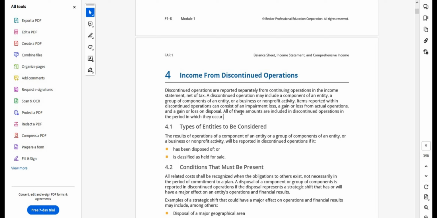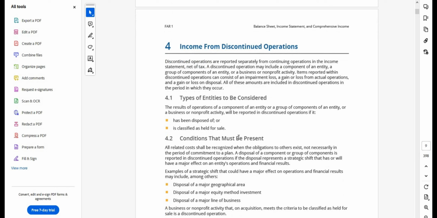Income reported within discontinuing operations can consist of an impairment loss. Impairment loss means if the asset value is 100 and it got reduced to 80, then the impairment loss will be 20. It can also include a gain or loss from actual operation and a gain or loss on disposal. All of these amounts are included in the discontinued operations in the period in which they occur. Types of entities to be considered. The types of entities which we need to consider may be an entity or a group of entities. It may be a business, a profit making entity, or a non-profit making entity.